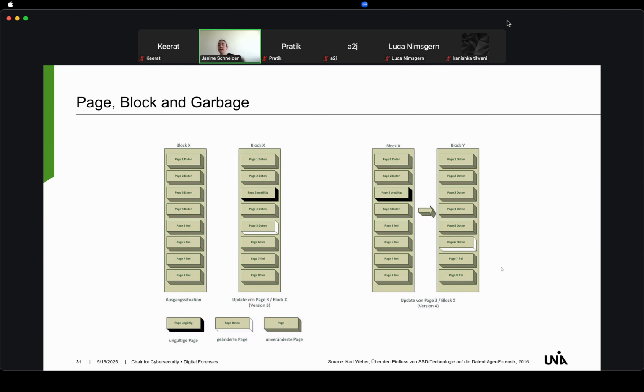Okay, have to start again. So we have flash storage, we have flash cells. We will talk about it today in more detail.